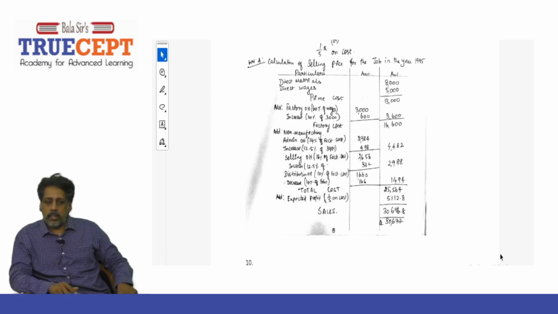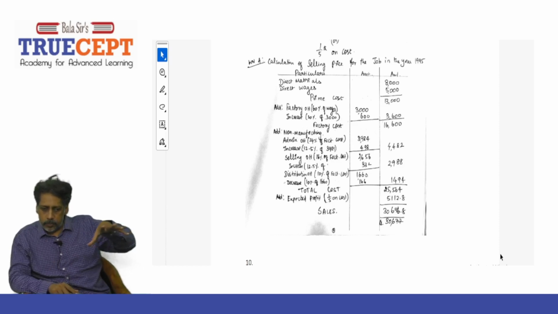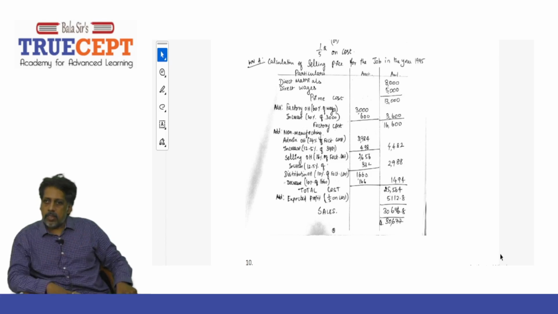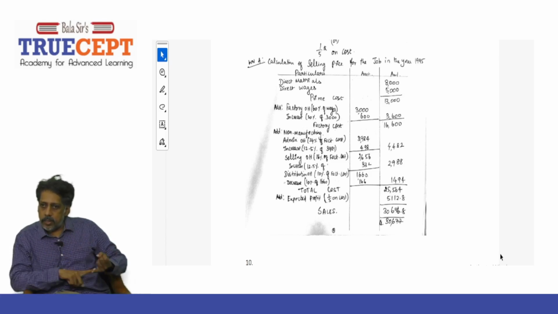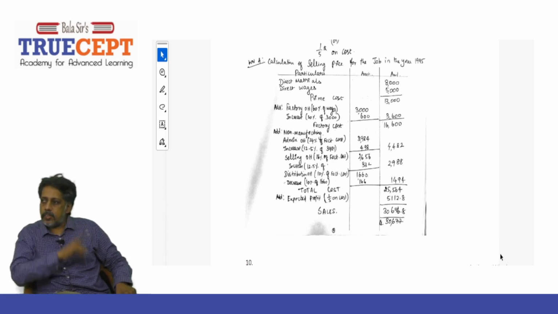Okay, do this calculation. What is the profit? 5,112.8, divided by the sales, the selling price, 30,677, into 100. If you do that, you will get 16.67%. The same profit percentage on sales as earned in the previous year, 1994. Is that fine? Yes. Got it?